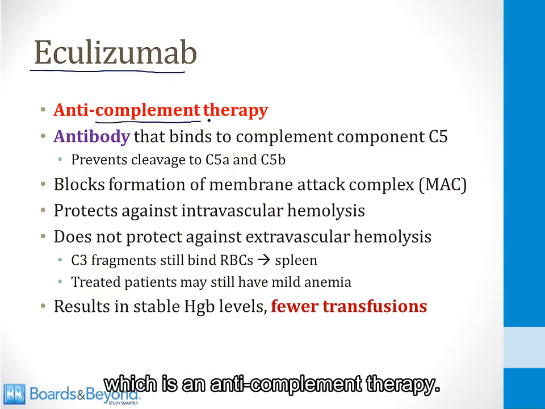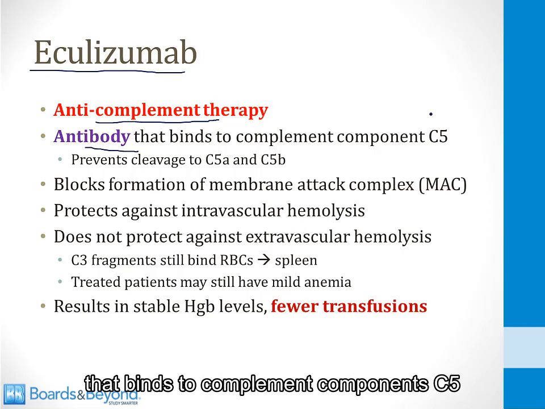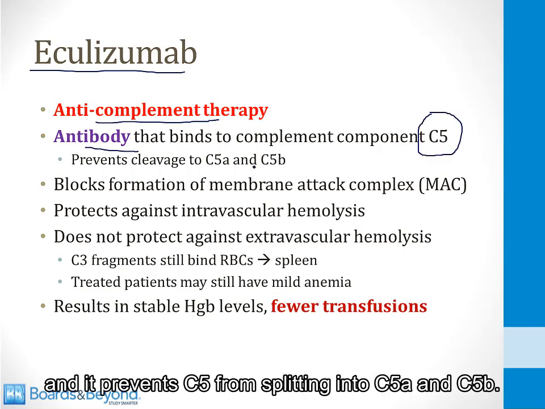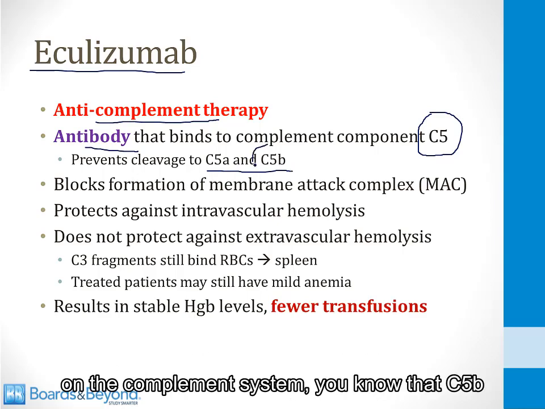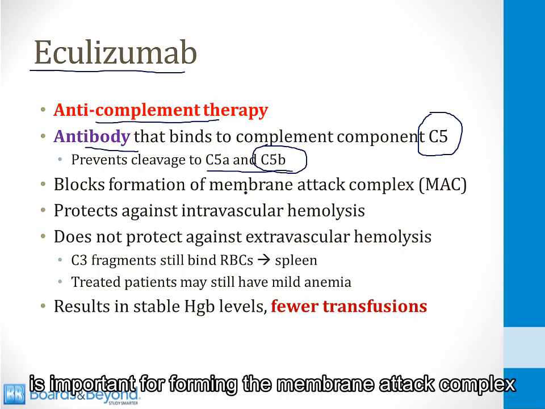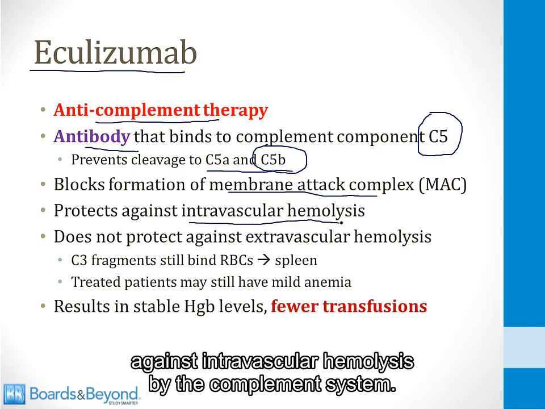eculizumab, which is an anti-complement therapy. Eculizumab is an antibody that binds to complement component C5, and it prevents C5 from splitting into C5a and C5b. And if you've watched the module in the immunology section on the complement system, you know that C5b is important for forming the membrane attack complex which lyses cells. So this antibody will protect against intravascular hemolysis by the complement system.